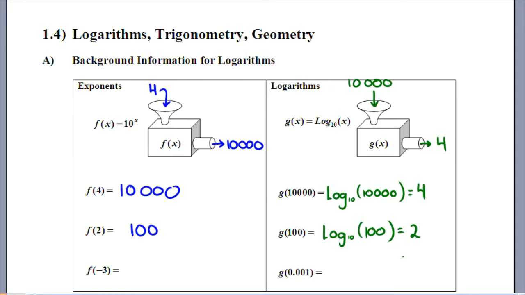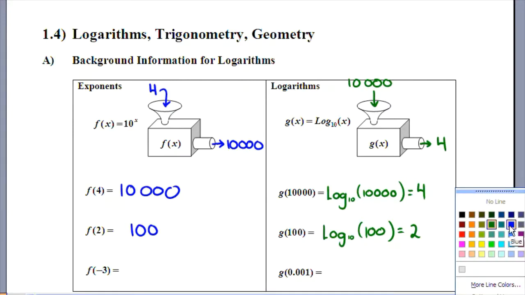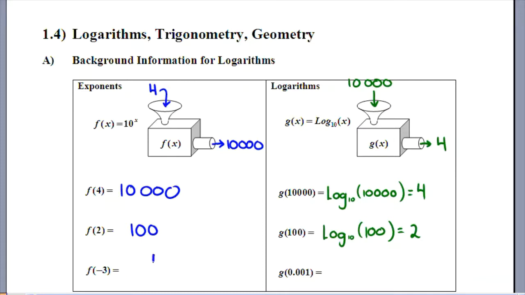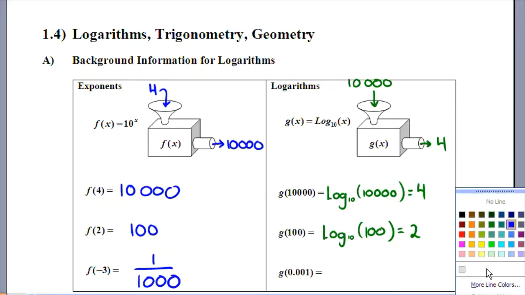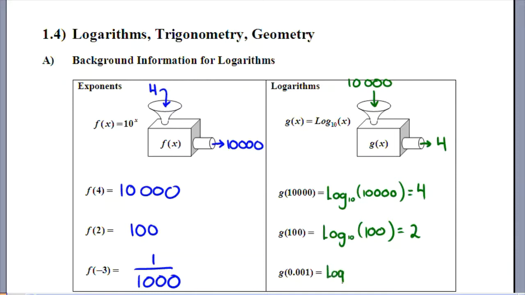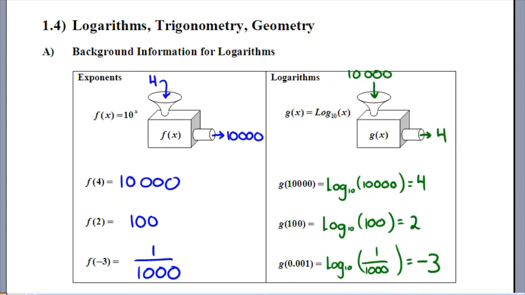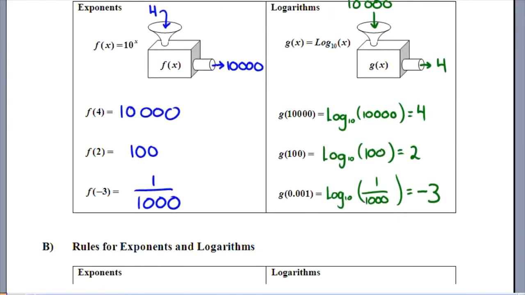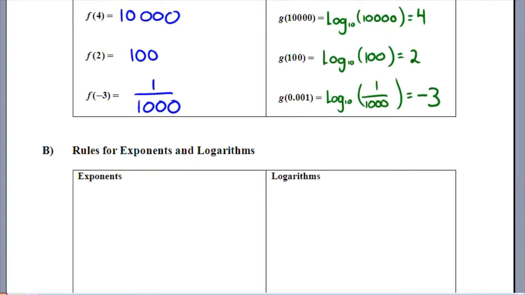And you can even work with negative exponents. You can say, hey, what's f of negative 3? Well, that would actually be 1 over 1,000. So that negative sign just says that the 10 to the 3 is on the other side of the fraction bar. Same thing here. I could say, let's do a base 10 logarithm of 1/10,000th. That's that decimal 0.001. And it's answering the question, what would be the exponent that you could put on a 10 to have a value of 1/10,000th? And the answer is negative 3. That's all logarithms are. They're just the inverse function, the reverse process of exponentials.